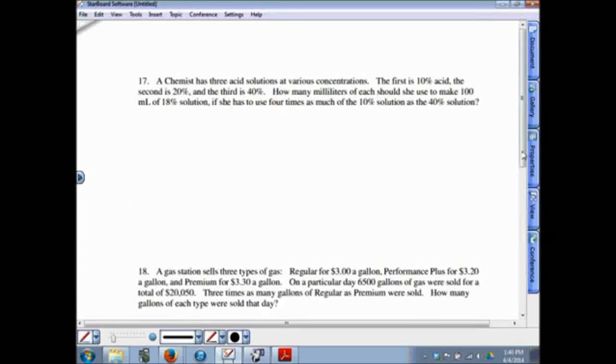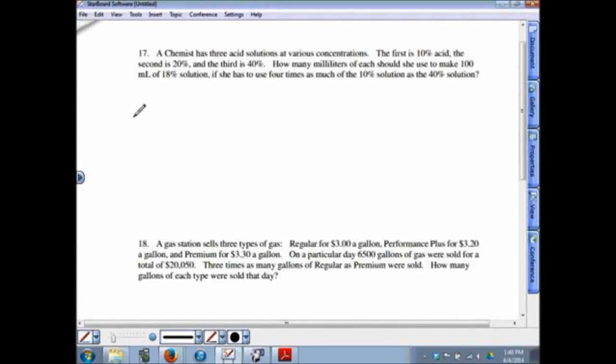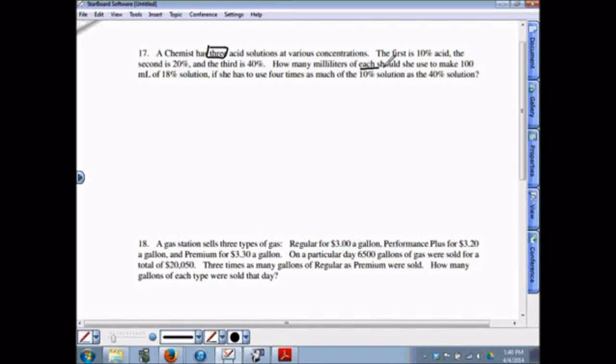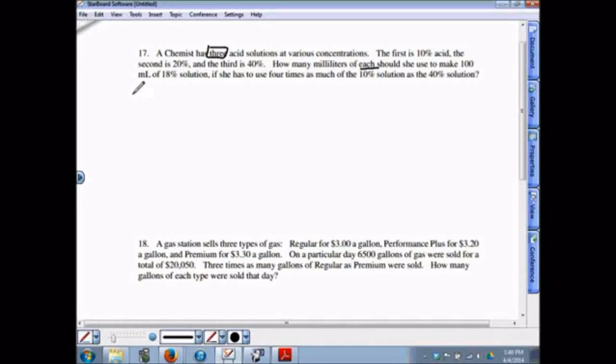Okay, 17 and 18, both of these come from section 6.3. Right here, a chemist has 3 acid solutions. The question here is how many milliliters of each type of solution should be used. If there's 3 solutions and they're asking how many of each, that means we're going to have 3 different variables because we don't know how many of each.